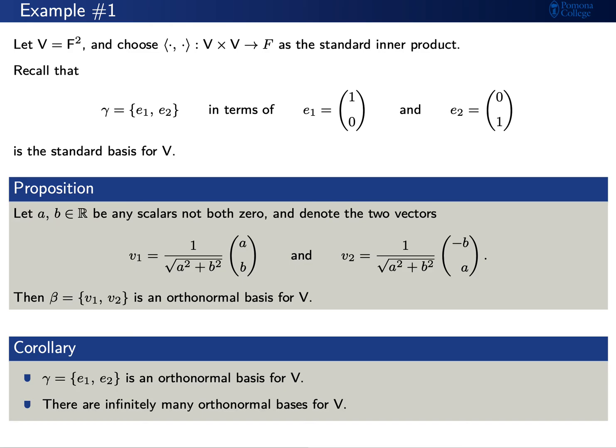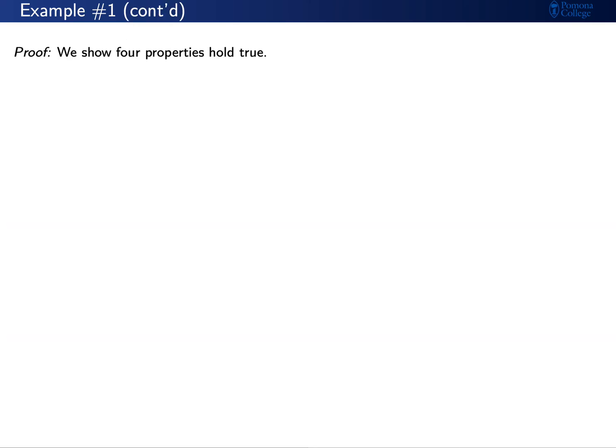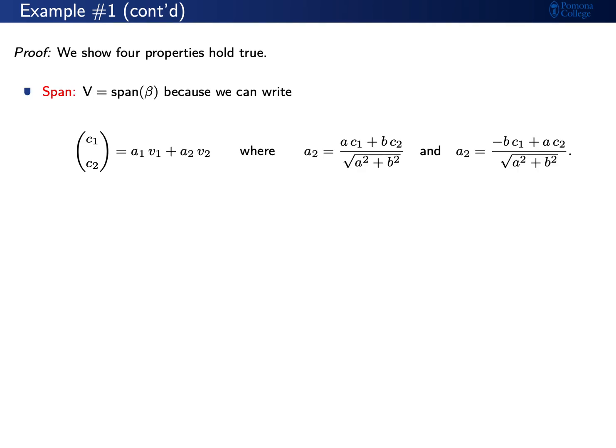basis. As a corollary, when a is equal to 1 and b is equal to 0, we actually recover e1 and e2. So actually, the standard basis is an example of an orthonormal basis. More generally, because a and b are really anything, we can say that there must be infinitely many orthonormal bases for our vector space F2. In order to show that our set beta really is an orthonormal basis, we have to show that four properties hold true. First, let's show that beta spans V.